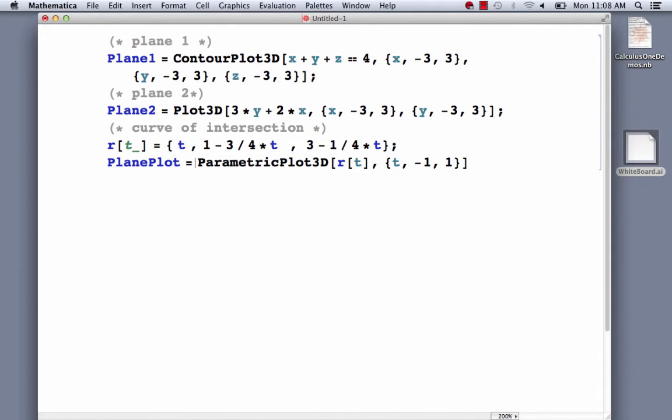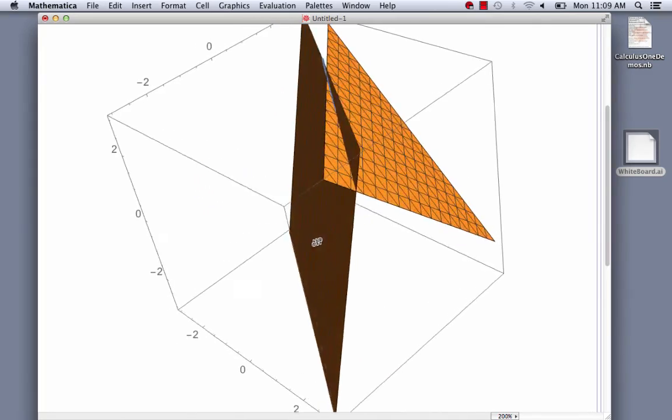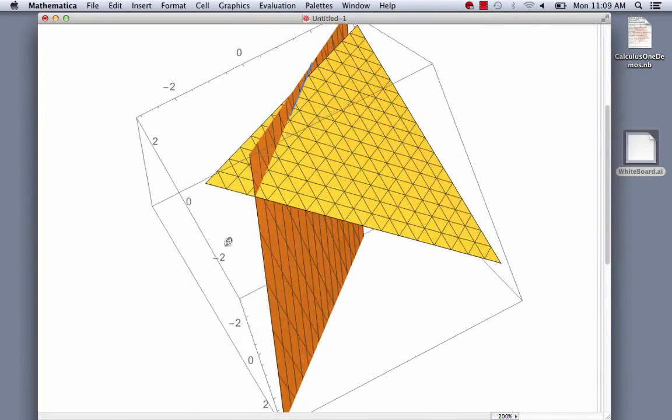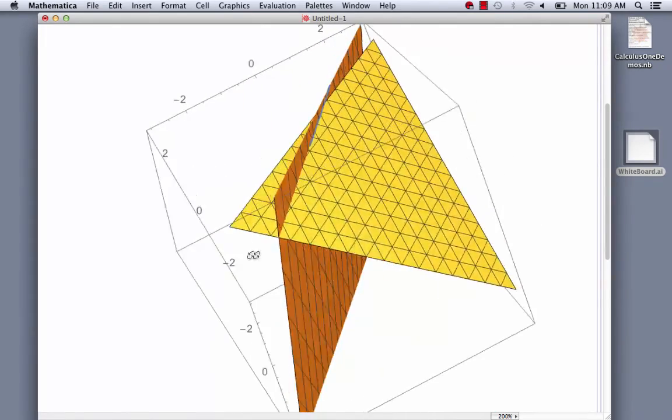Let's call this plane plot. And let's put each of these plots together. Let's say Show plane 1, plane 2, and then, oh, this is not a plane plot. I'm sorry, this should be the curve of intersection plot. Let's call this curve plot. Shift return, and here we have our 3 surfaces, and that little blue line there is your line of intersection.